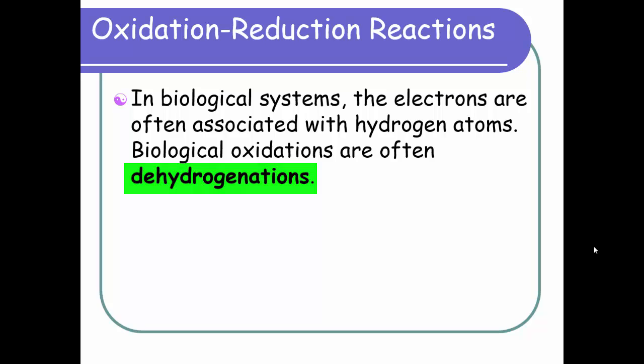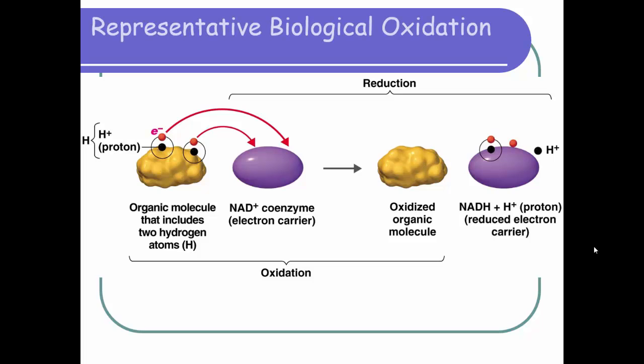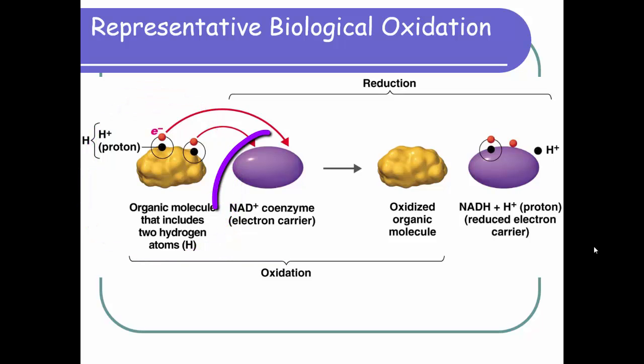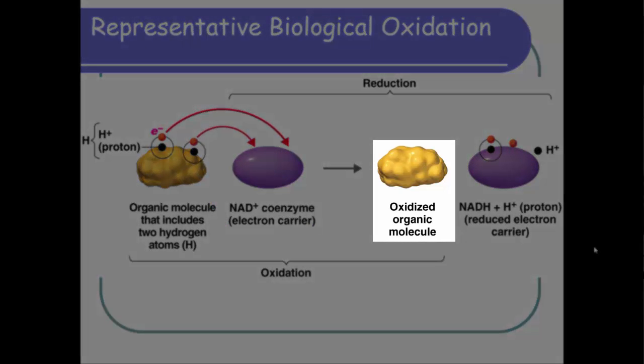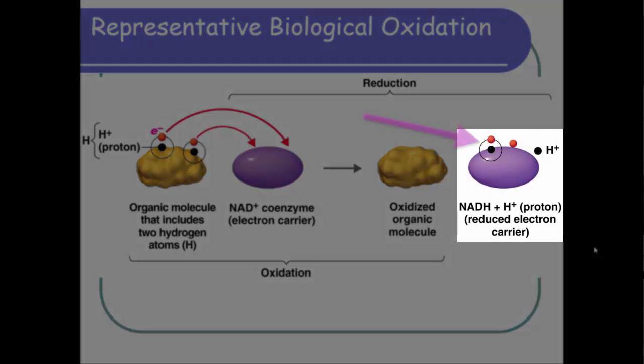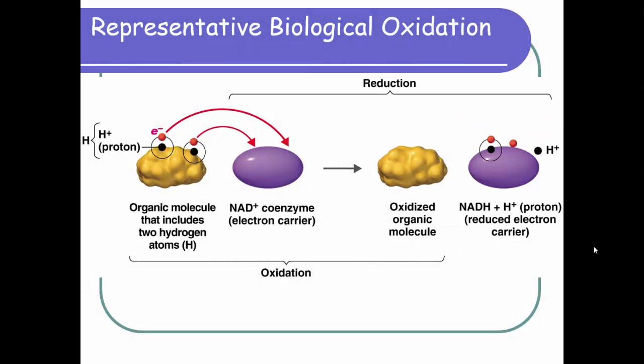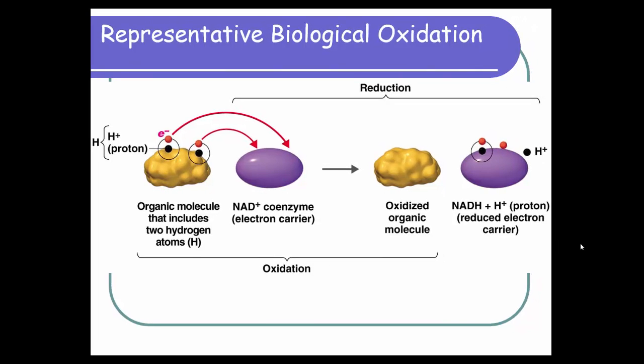In biological systems, since the electrons are most associated with hydrogen atoms, these are often called dehydrogenations. We lose the hydrogen. For example, I have an organic molecule that includes two hydrogen atoms. These two hydrogen atoms are given up to NAD as the electron carrier. My organic substance, therefore, is oxidized because it lost the electrons in the form of hydrogens, and NAD gained a hydrogen atom, hence NADH, but one of the hydrogens will actually give up its electron to NADH and go off as the hydrogen ion. NADH is now a reduced electron carrier because it received the electrons.